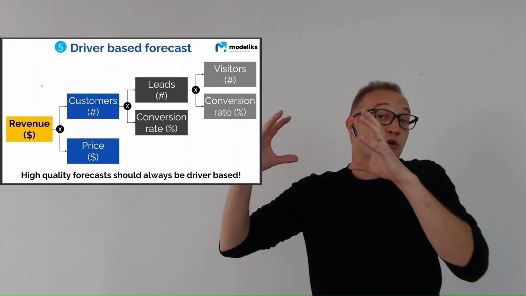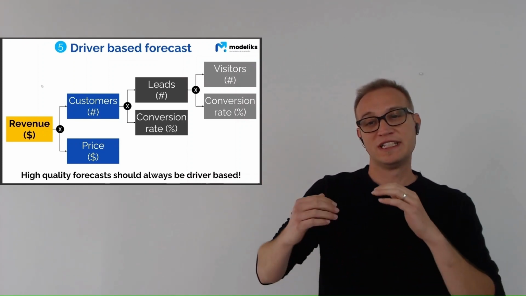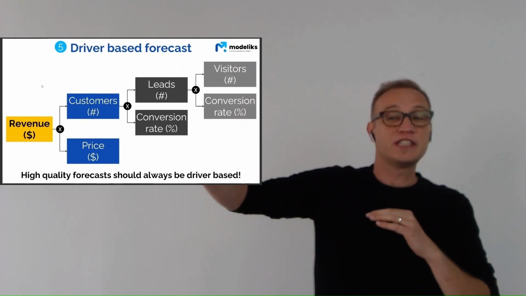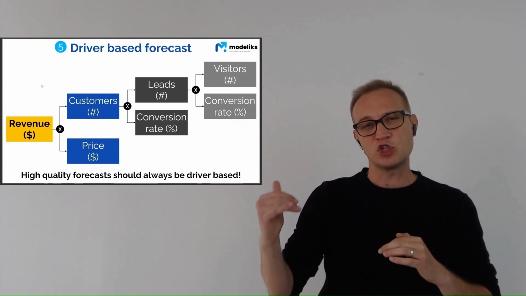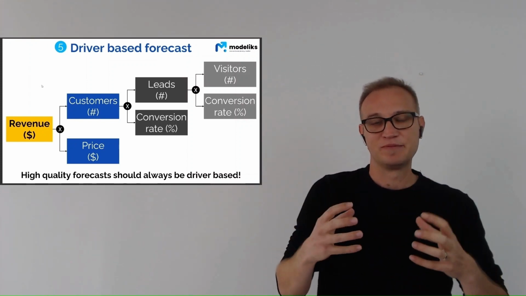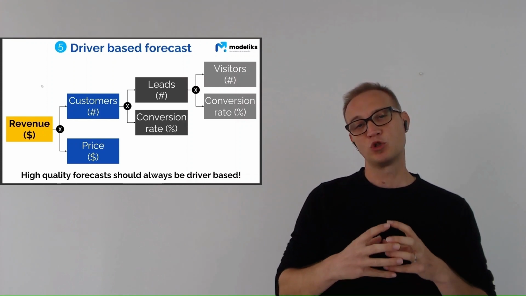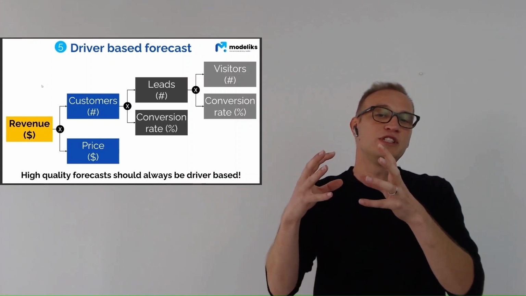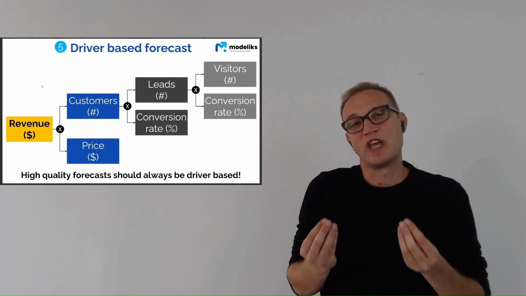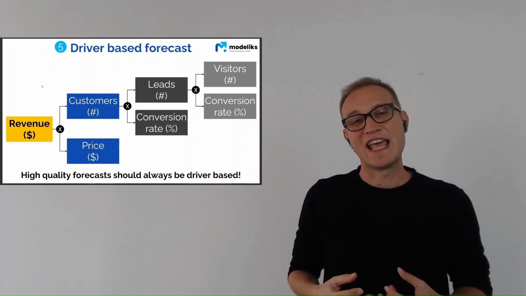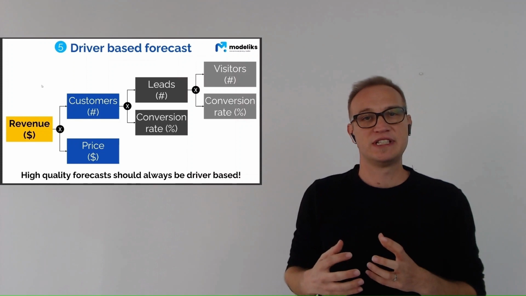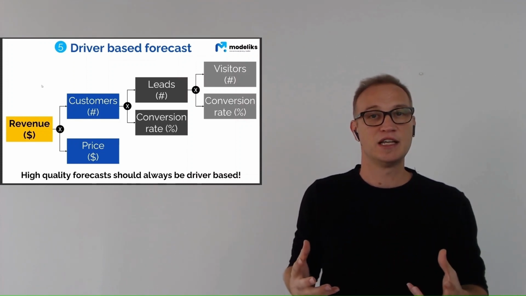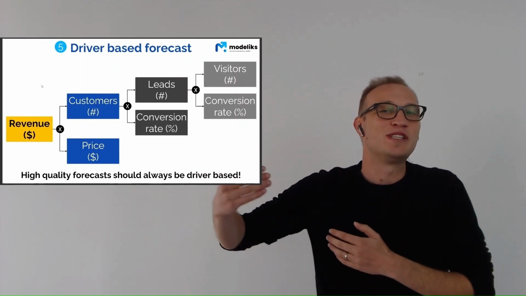And then now your number of leads can be calculated separately as the total visitors that come to your website times the conversion rate from a visitor into a lead. The reason why it is important to build such a driver-based revenue forecast is because most of these drivers are drivers which you can influence, measure, and improve. So the number of visitors is something that you can easily increase by increasing marketing spend.